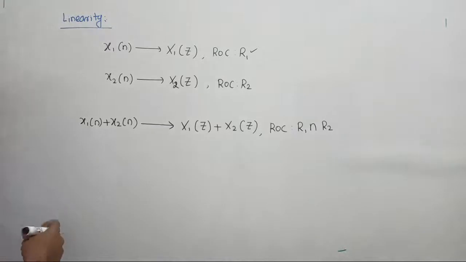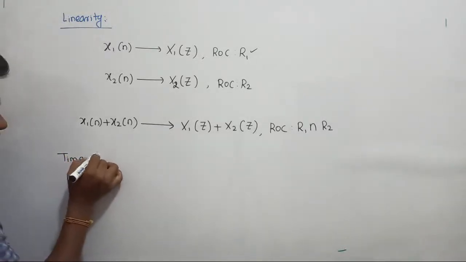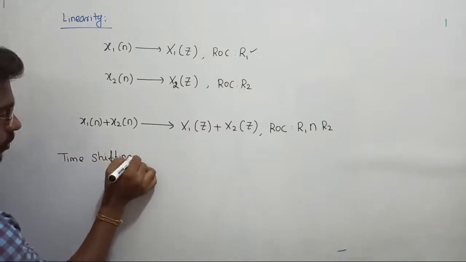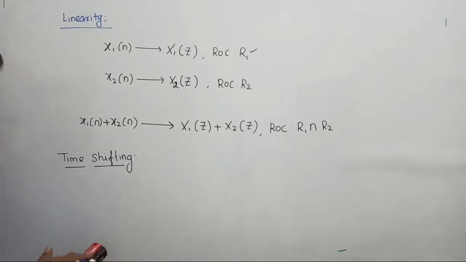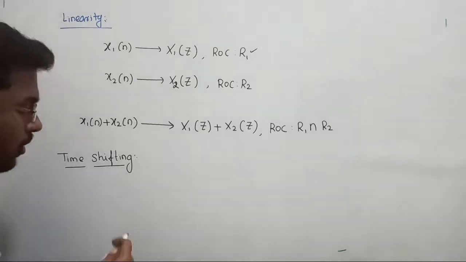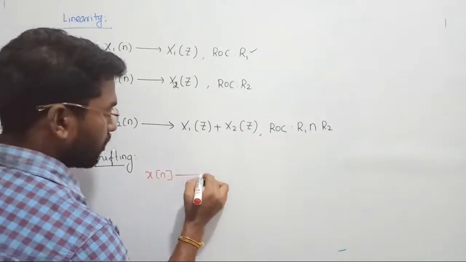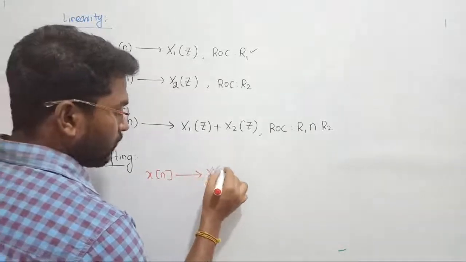Let us discuss the second property, which is called time shifting. That is one of the most important properties. Let us try and understand time shifting. According to time shifting, if I have a signal x of n in the time domain, then its corresponding Z transformation is X of z.